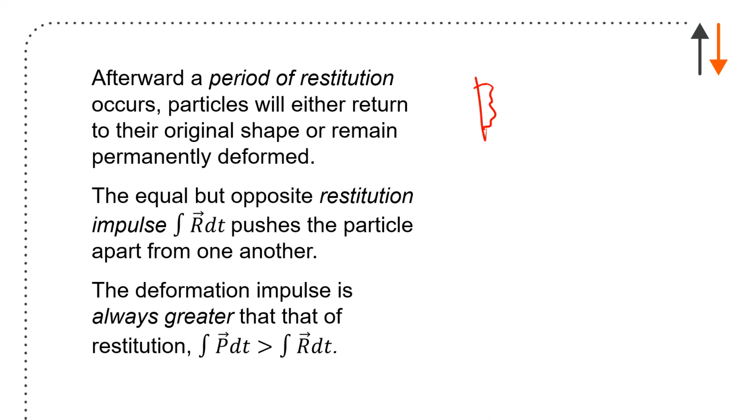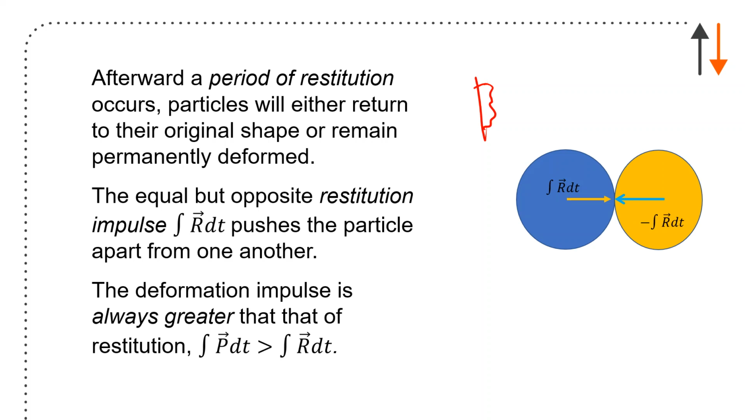And the equal and opposite restitution impulse, R dt, pushes the particles apart from each other. So that's the same thing. So R dt is positive in one direction and R dt is negative in the other. The deformation impulse is always greater than the restitution. It's one of those things that you always end up paying for. And paying for things is what engineers do. And you recognize that you have this effect every time you look at a particle.